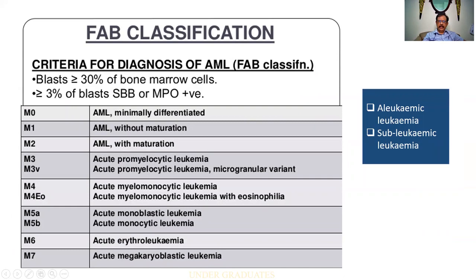This is again AML, the FAB classification. This one you people can memorize and add the cytochemistry onto it. More than 30% blasts should be present in the bone marrow, and 20% in the peripheral blood.